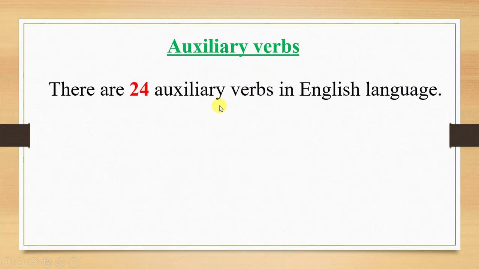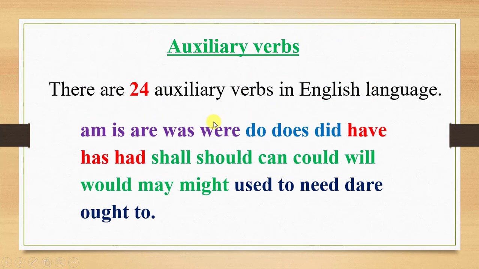There are 24 auxiliary verbs in the English language, which are namely am, is, are, was, were, do, does, did, have, has, had, shall, should, can, could, will, would, may, might, used to, need, dare, ought. These are the auxiliary verbs. These are known as helping verbs.